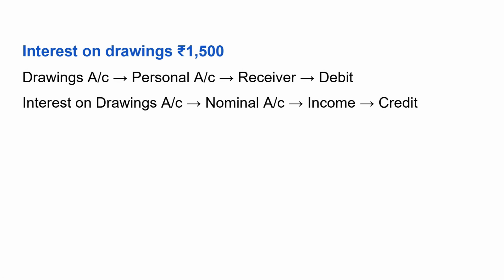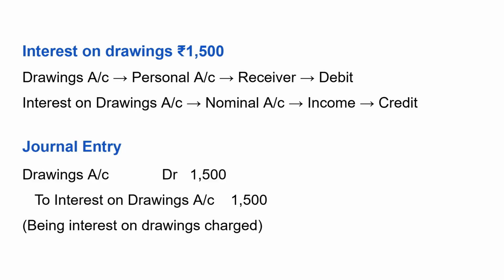Drawings account is a personal account and drawings is the receiver, so it is debited. And interest on drawings account is a nominal account and it is income, so it is credited. And the journal entry is drawings account debit 1500 to interest on drawings account 1500. And the narration is being interest on drawings charged.